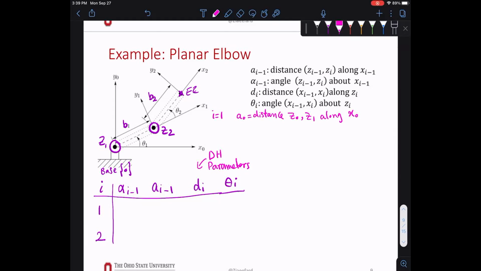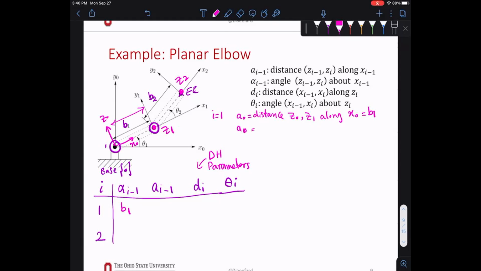Let's go and look at our diagram. This is my frame 2, with X2, Z2, and Z1, Z0. This is my second frame, this is my first frame, and this is your Z0, X0 frame. Now, what's the distance between Z0 and Z1? It's B1. So this is going to be B1.